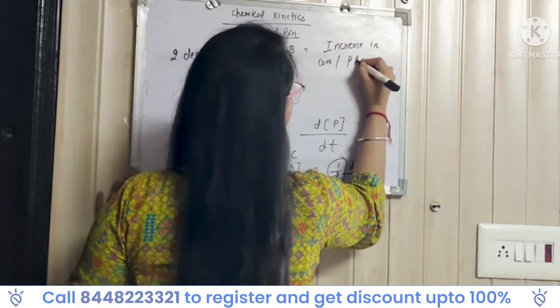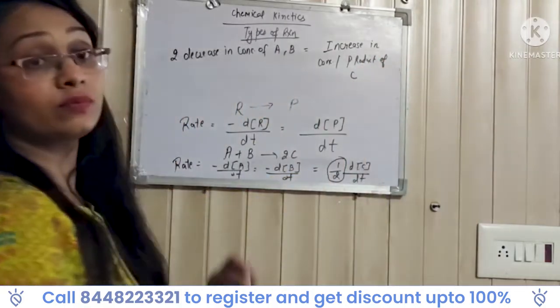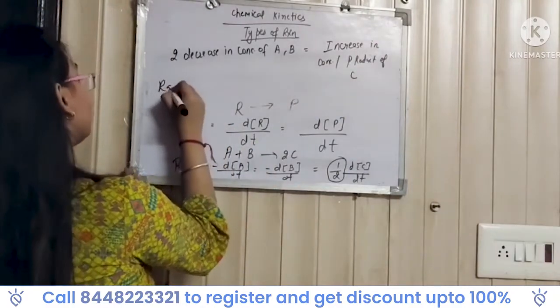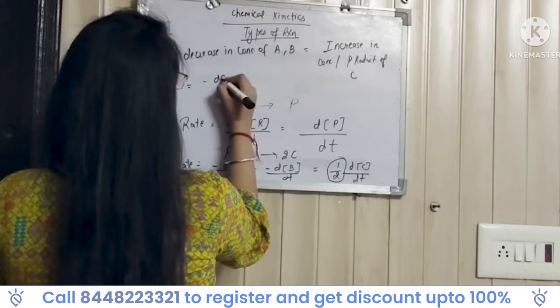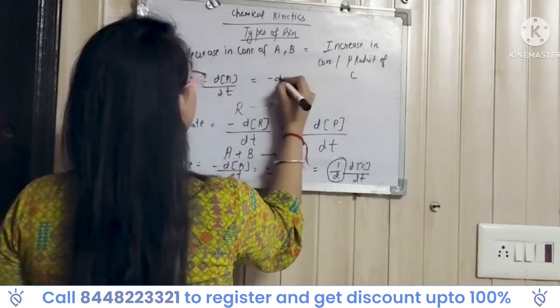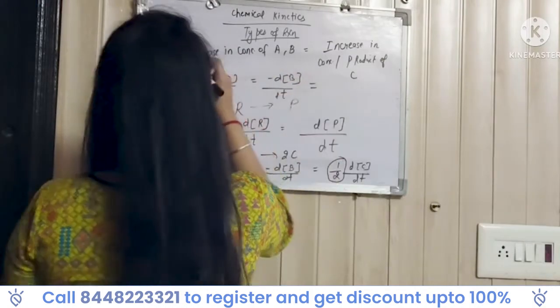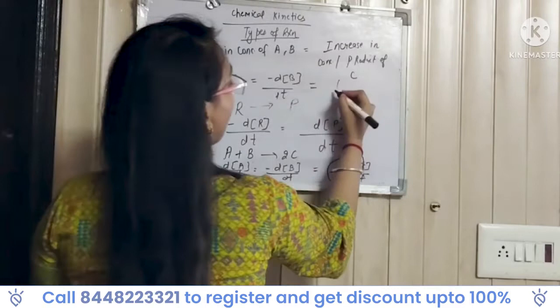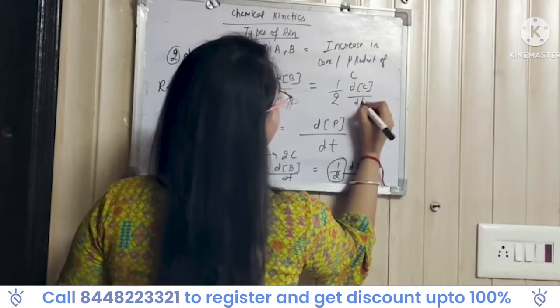So the rate is equal to the decrease in concentration of A per unit time, which is equal to the decrease in the concentration of B per unit time, which is equal to, from 2 it goes to half, the increase in the concentration of C by t.